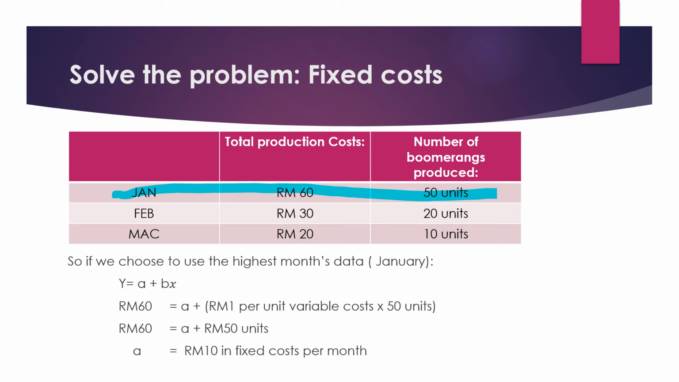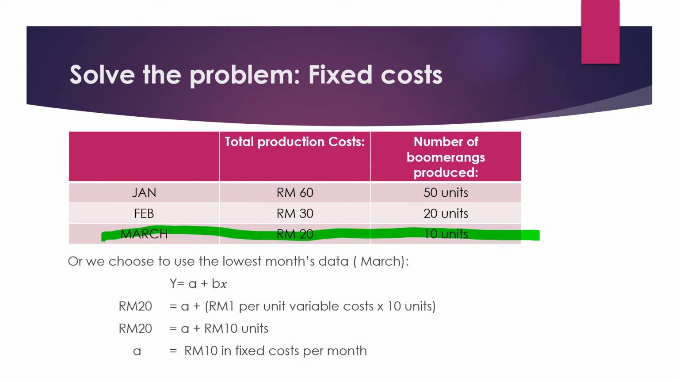Let's say we use the y equal to a plus bx equation to find the fixed cost. So y equal to a plus bx. Y is RM60, the total production cost, equal to a, the fixed cost, plus RM1 variable cost multiplied by 50 units of boomerang. So settle the equation, so a equal to 10 ringgit fixed cost per month.